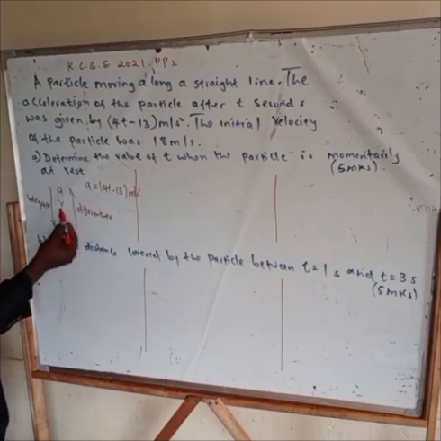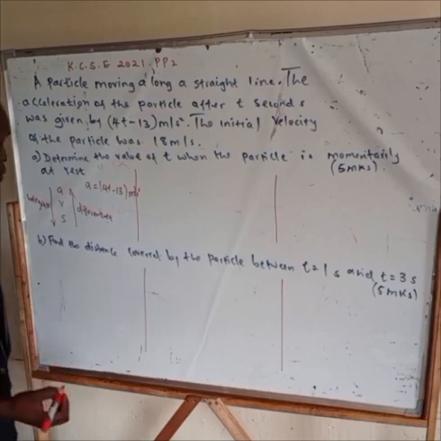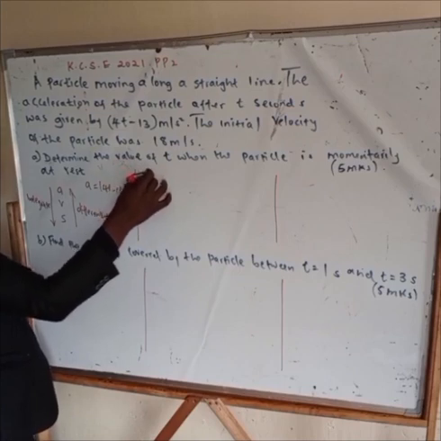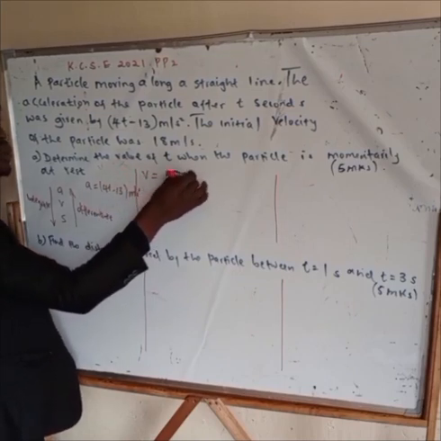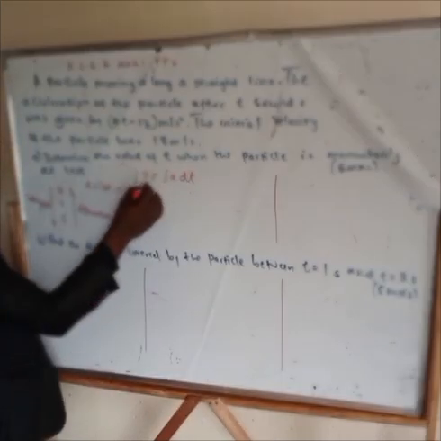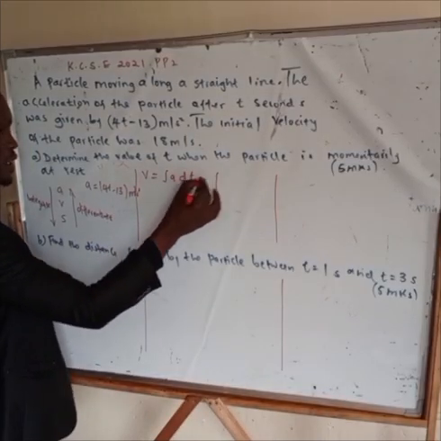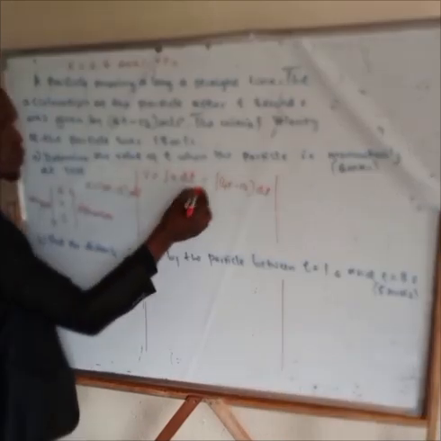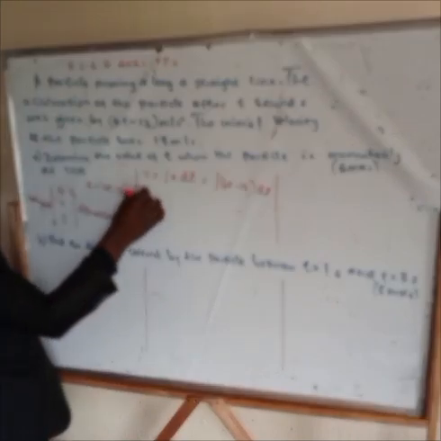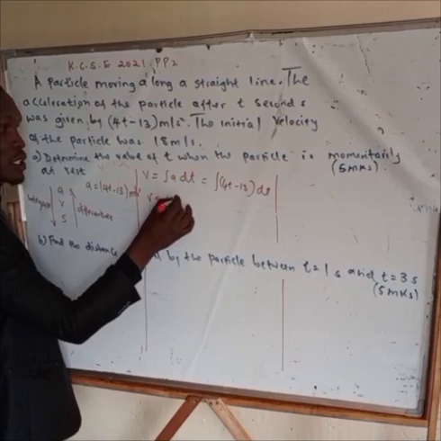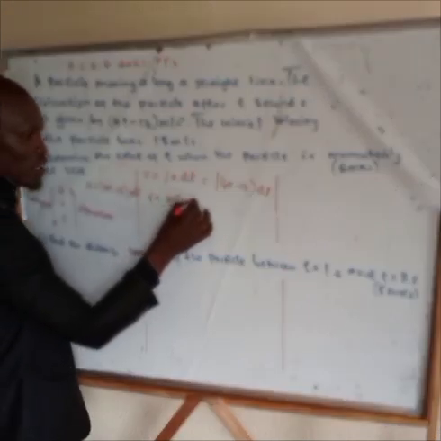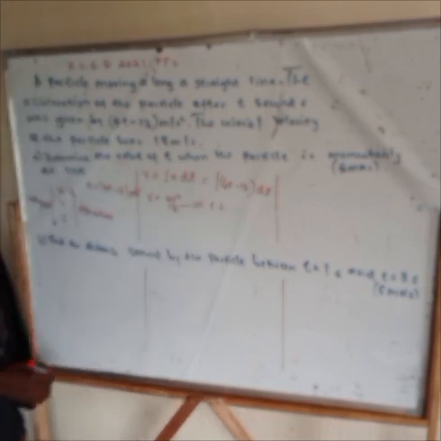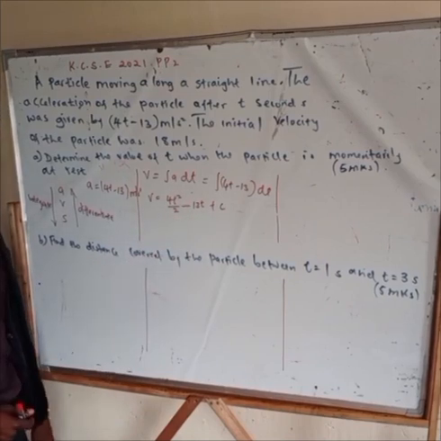So now, meaning that for us to be able to get this velocity, we have to integrate. So we are going to take v. V will be equal to the integral of acceleration with respect to time dt, and then this is what we're going to have here as the integral of 4t minus 13 with respect to time. So if we integrate this one, it becomes v is equal to 4t squared divided by 2 minus 13t plus a constant, which is c. From the rules of integration, we add a constant, which is c.